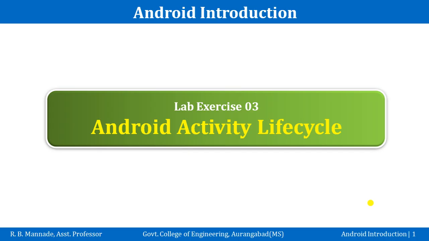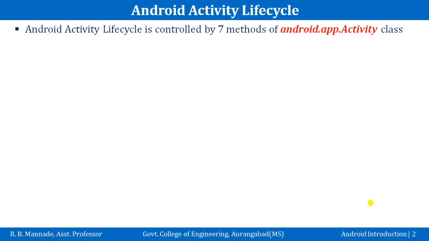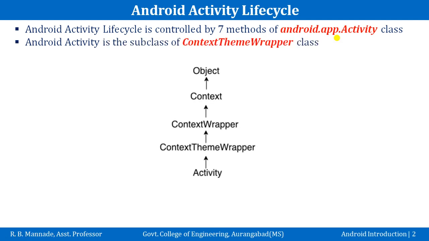Today we will see lab exercise 3, with the name Android Activity Life Cycle. In Android, the Activity Life Cycle is controlled by 7 methods. Methods means functions of a class called Activity, and this Activity class is contained in the android.app package, right? Then Android Activity is a subclass, or a derived class, of the ContextThemeWrapper base class.